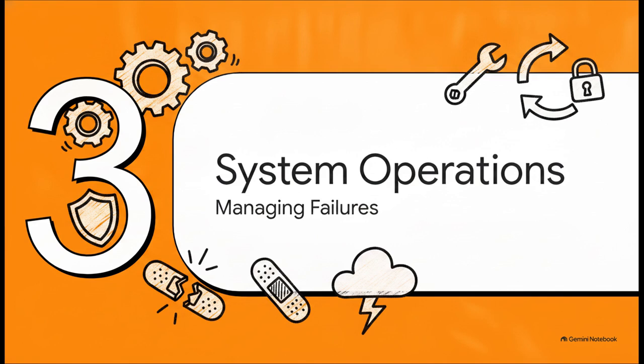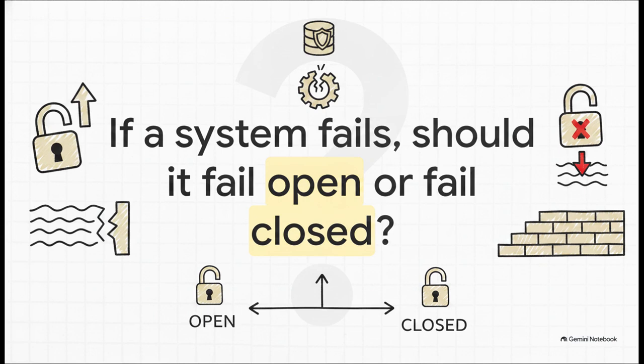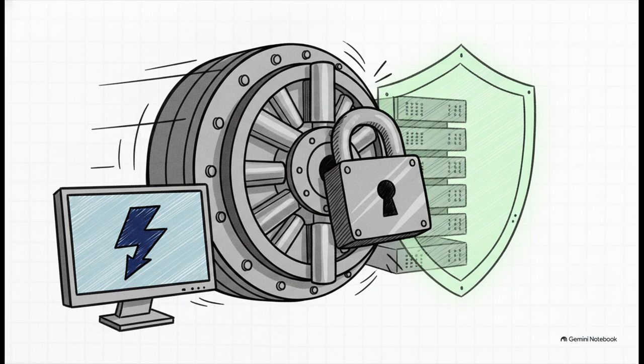Section 3, Security in System Operations. Once that software is actually built, it has to be operated securely, and that brings us to handling system failures and managing ongoing modifications. Let's pause for a second and consider a classic scenario-based thought experiment. When the unexpected happens, how should the application respond to protect resources? Should it fail open or should it fail closed? The answer is almost always fail secure or fail closed.